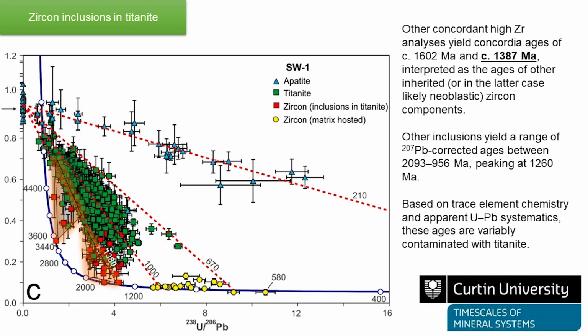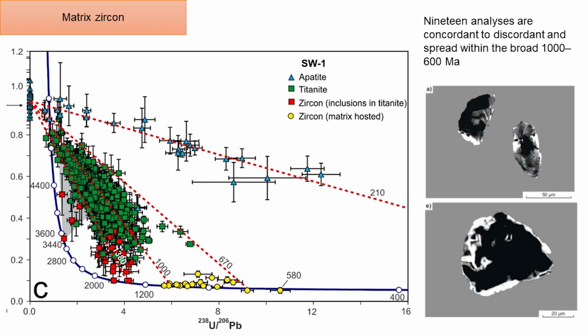We have this old component pointing to a 3.4 Ga inherited age. I highlight that while there's a small number of analyses, we can't explain analyses within this red triangle without having that component. We also have another younger inherited component pointing to around 2 Ga, but we have everything down to a component at about 1380 Ma, and you remember 1390 Ma was the crystallization age of this dike, so it looks like some of this zircon component may be newly grown material within the crystallization timing of the dike itself. Okay, so let's look at our matrix zircon.